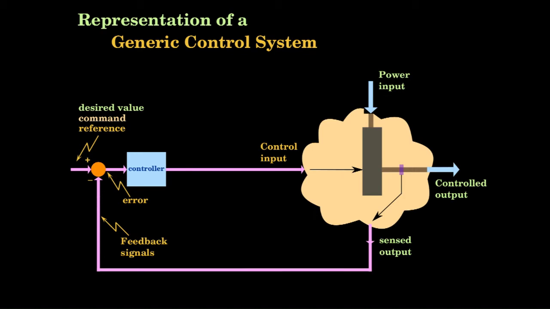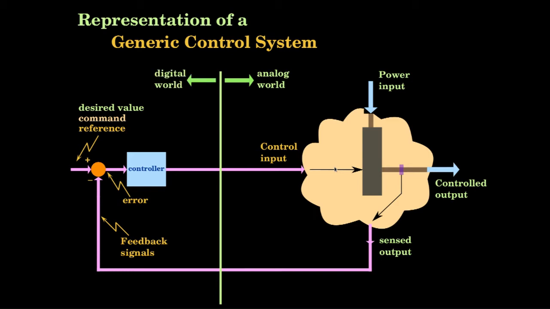So you have a divide, okay. The controller existing in the digital domain and the plant in the analog domain. So all this right side part of this vertical line is the analog world, and all the left side part of the vertical line is the digital world.